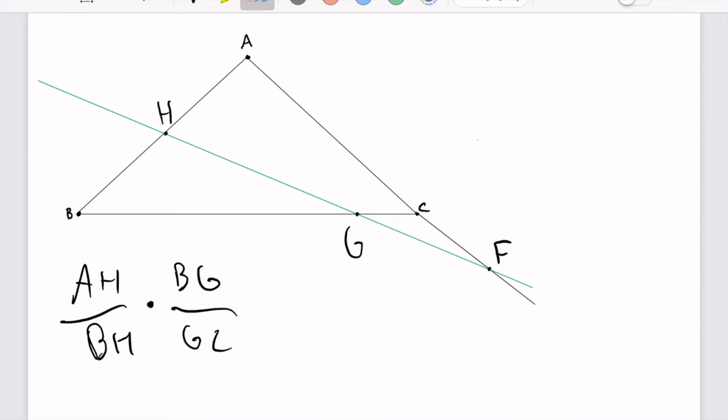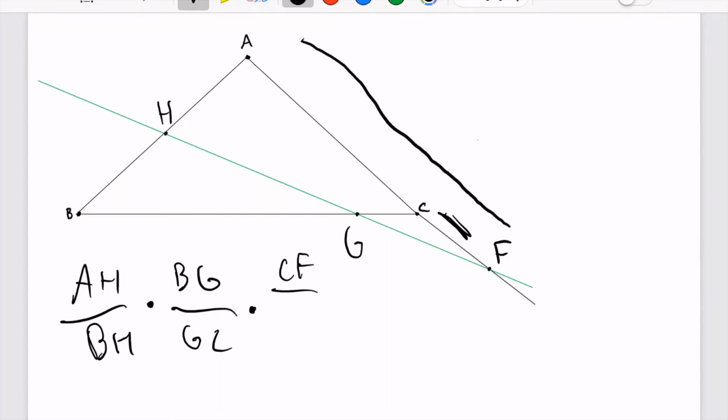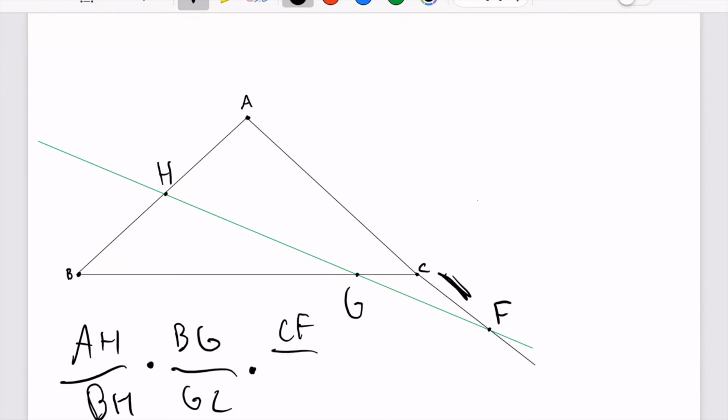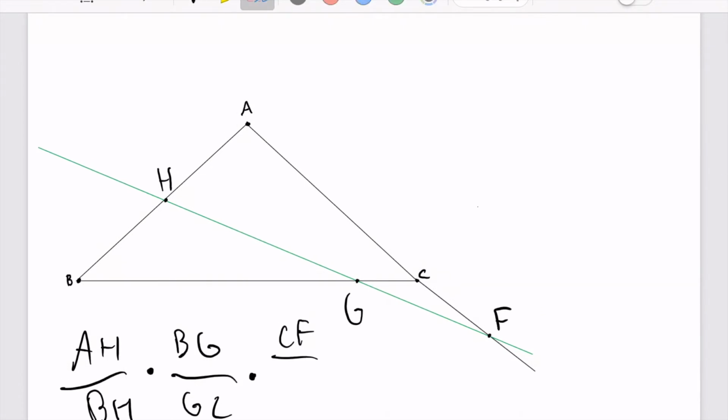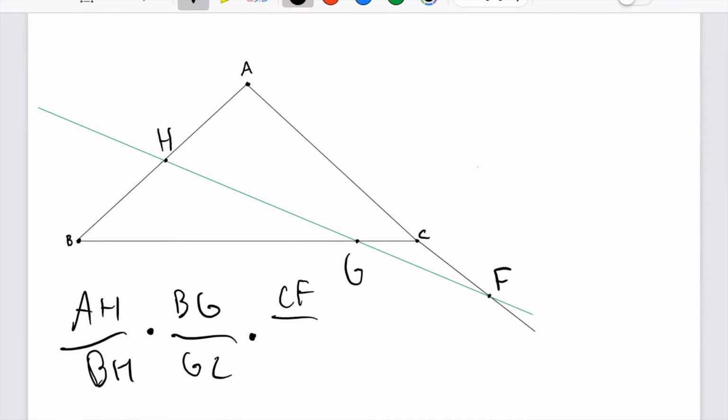And for the third one, which is the side that we had to extend out, it's the same thing. So we're going to have CF over, now the third one is this long side here. So it'll be this ratio, CF over FA. So now if you take the product of these three ratios, which are the three ratios that the line divides each side into, this will give you 1.